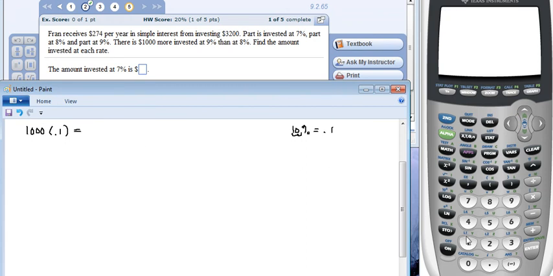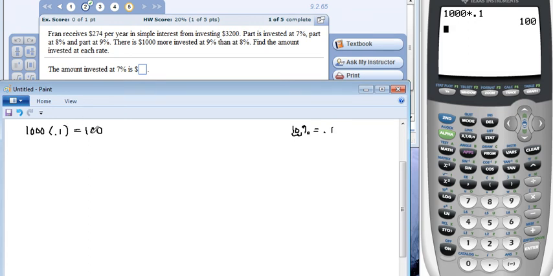So let's see what we get at the end of the year, times 0.1. Okay, I would make $100 on that. All right, so this is what I would make at the end of the year if I invested $1,000 at 10%. At the end of the year, I'd get $100.